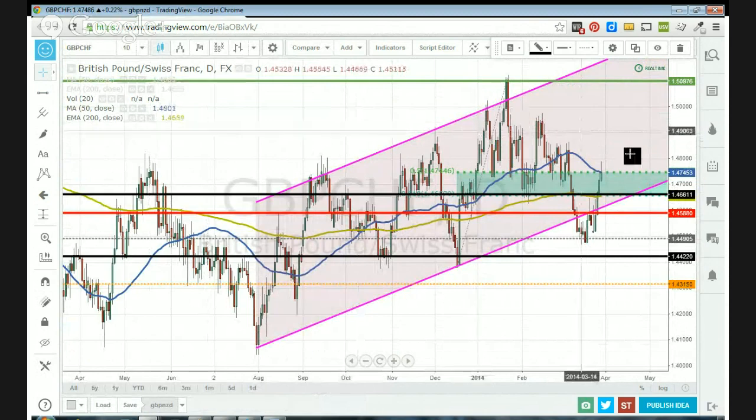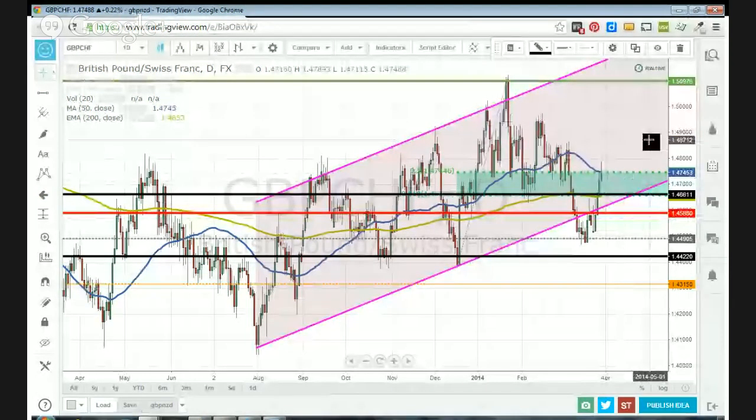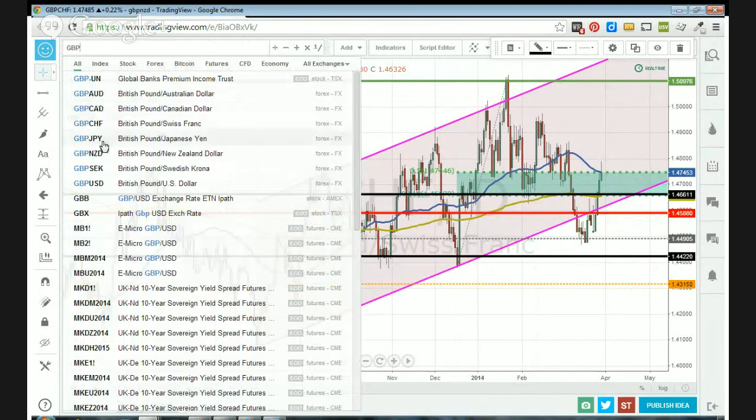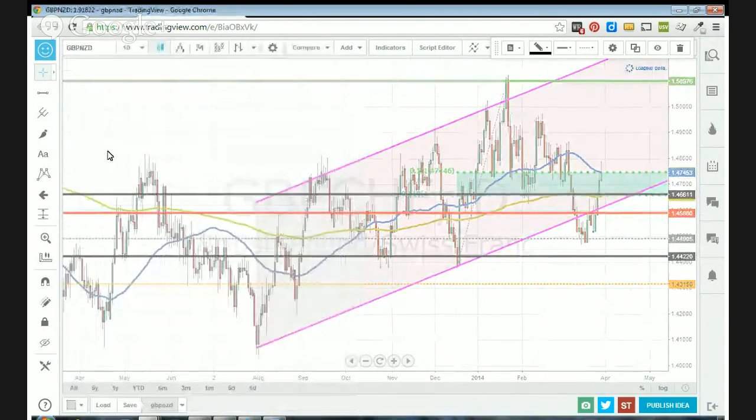We have a reversal candlestick here off the 50 simple moving average. I'm interested in going long pound Swiss if we can stabilize right around here, April 17th. If we're at 46.61, I think that could be an interesting buying opportunity. We'll see. Let's see how that plays out. Nothing at this time. Pound yen we already looked at and we're in. Pound Kiwi.